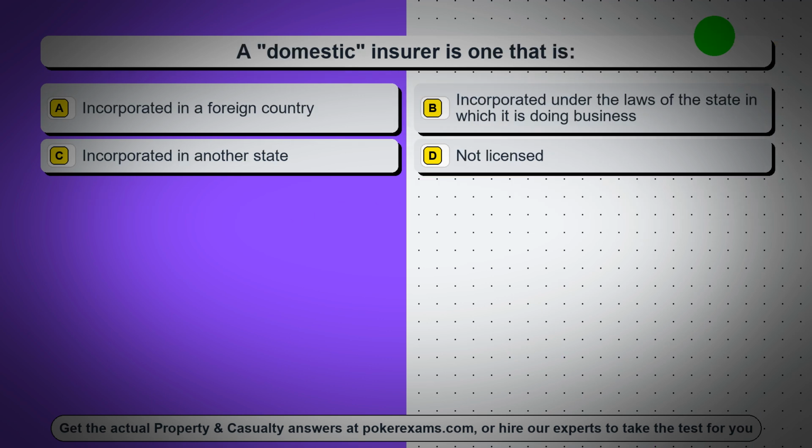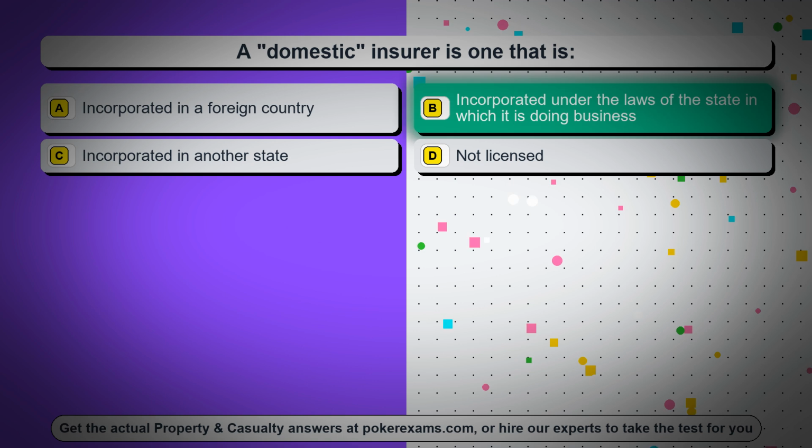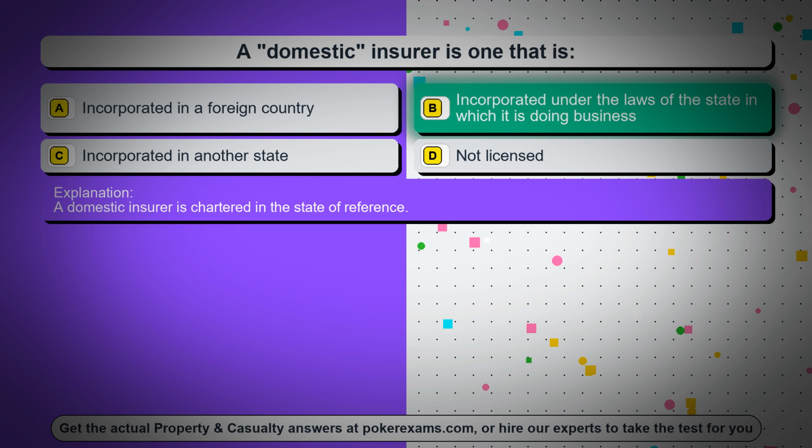Question 47. A domestic insurer is one that is: Option A, incorporated in a foreign country. Option B, incorporated under the laws of the state in which it is doing business. Option C, incorporated in another state. Option D, not licensed. The correct answer is option B, incorporated under the laws of the state in which it is doing business. A domestic insurer is chartered in the state of reference.